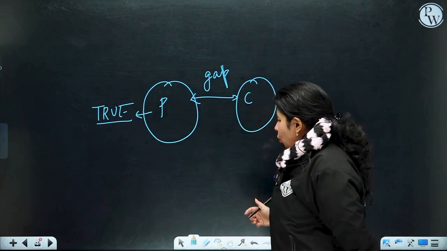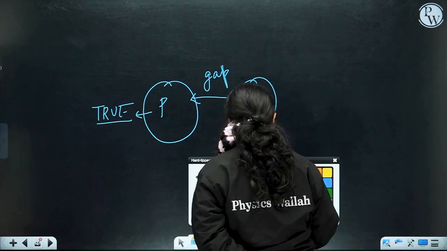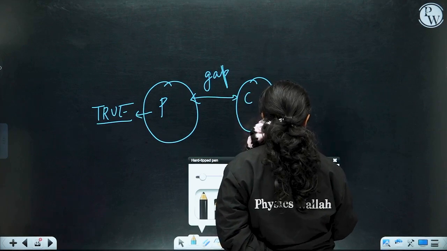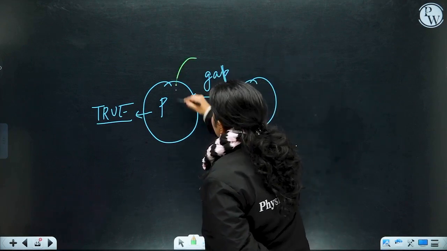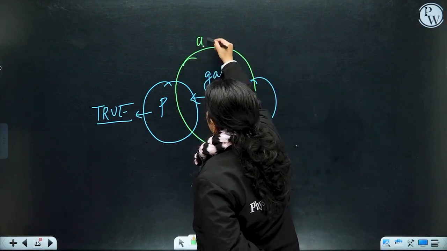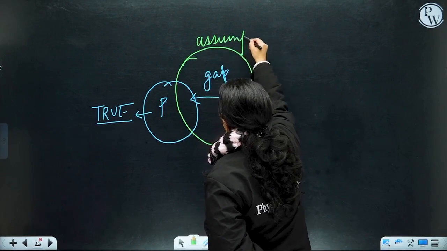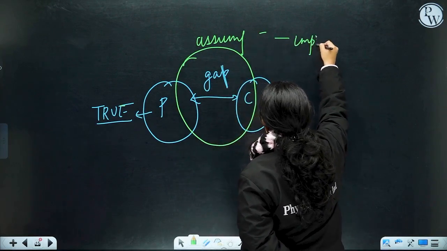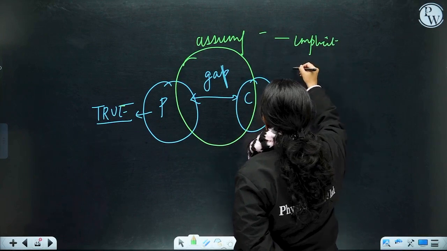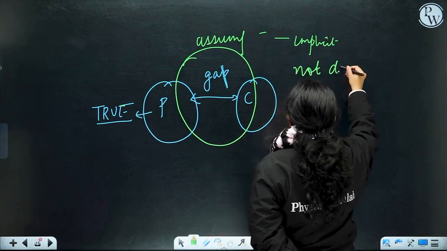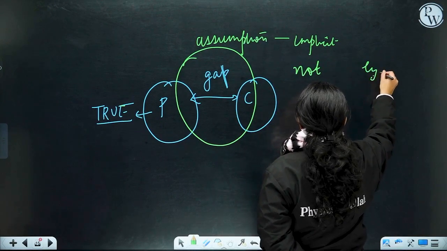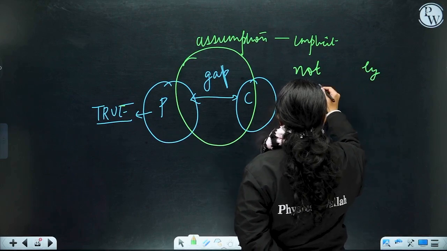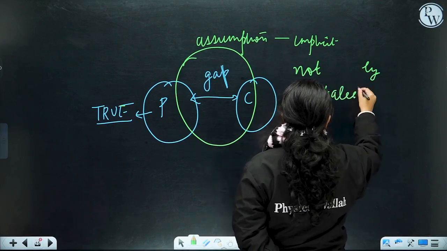Now here, to overcome this gap, we bring into account the third aspect of an argument, जिसको हम technical terms में assumption कहते हैं. So assumption is what? Assumption is implicit in nature. Implicit समझते हैं? छुपा हुआ, something which is not directly stated, right? जिसको आप directly state नहीं करते, not directly stated.